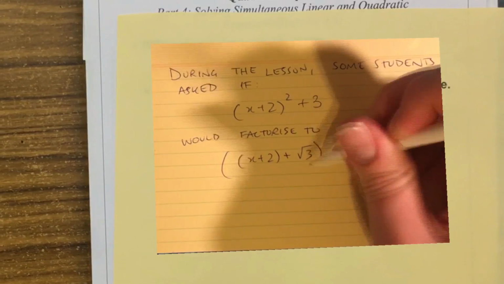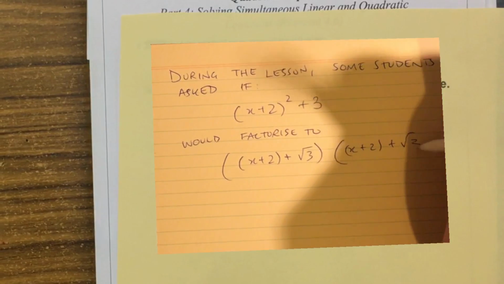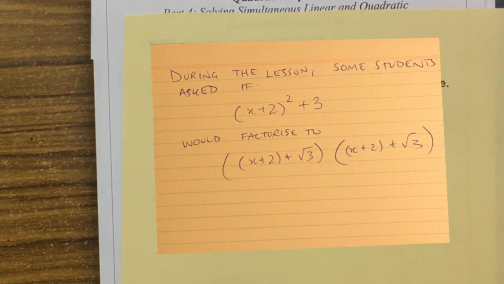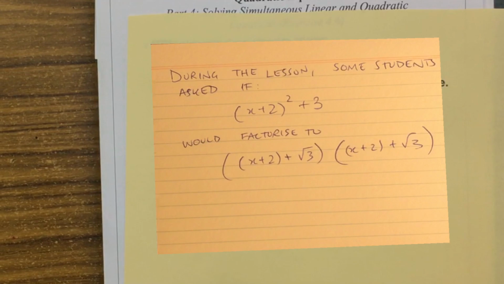During the lesson, some students asked if brackets x plus 2 squared plus 3 would actually factorize to 2 brackets, where you would have x plus 2 in both brackets, like what I've done here, and then a square root of 3 in both brackets, but instead of a plus and a minus, you would have plus and plus.